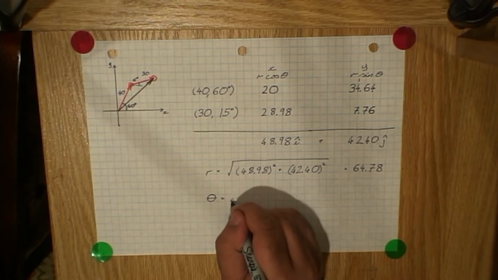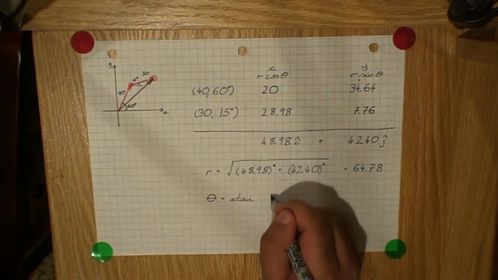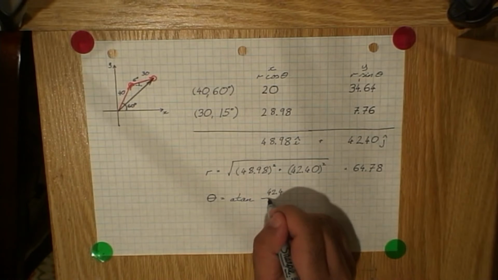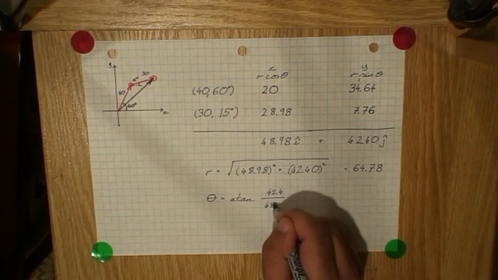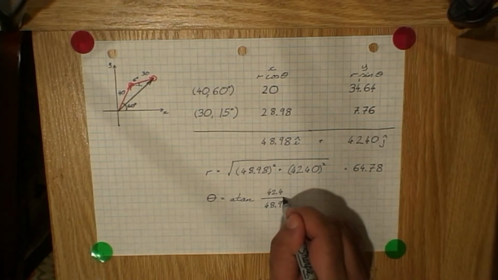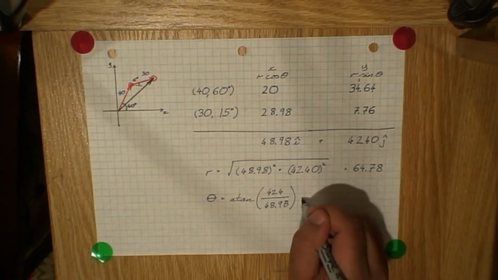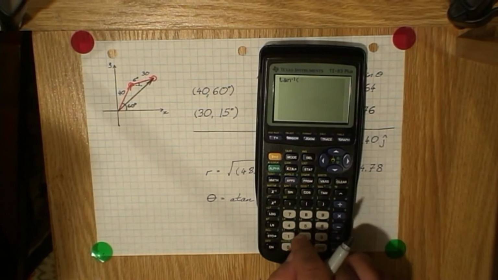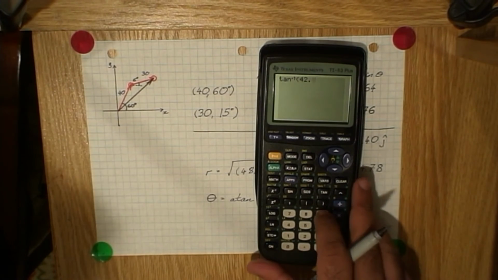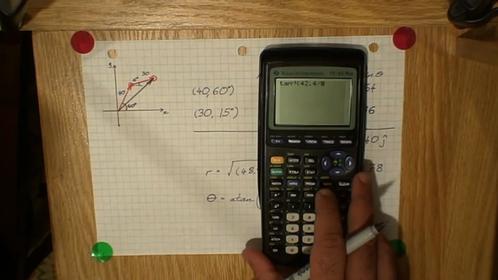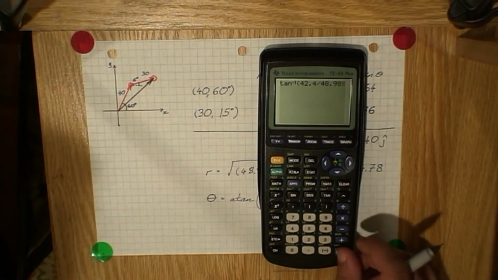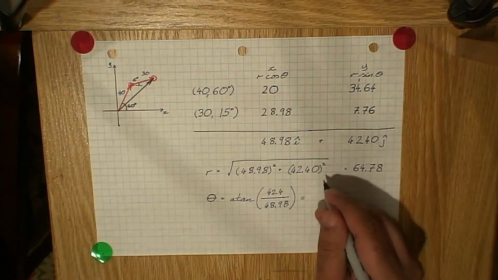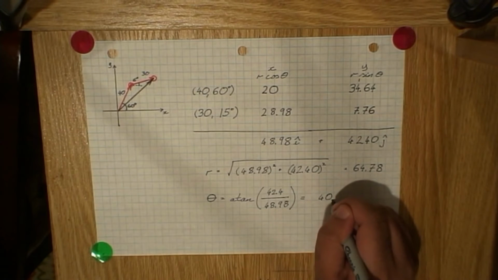Theta is the arctangent of 42.4, that's y, divided by 48.98, that's x, which gives us 42.4 divided by 48.98, 40.88 degrees. And since this point's in the first quadrant, we don't need to apply any corrections.